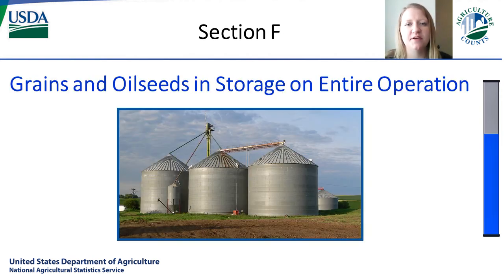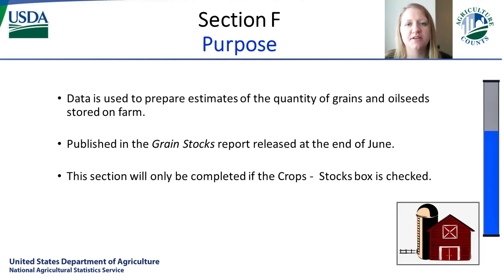In section F, data will be collected on grains and oilseeds in storage on the entire operation. More information can be found in the interviewer's manual in chapter 6. The purpose of section F is to collect grain and oilseed data to prepare estimates of the quantity of grains and oilseeds stored on farm. Results are published in the grain stocks report released at the end of June. This section will only be complete if the crop stocks box is checked.